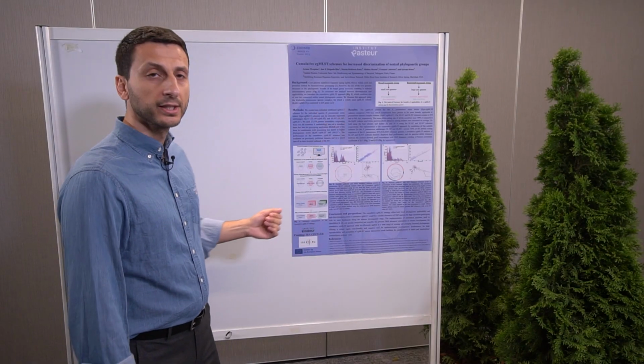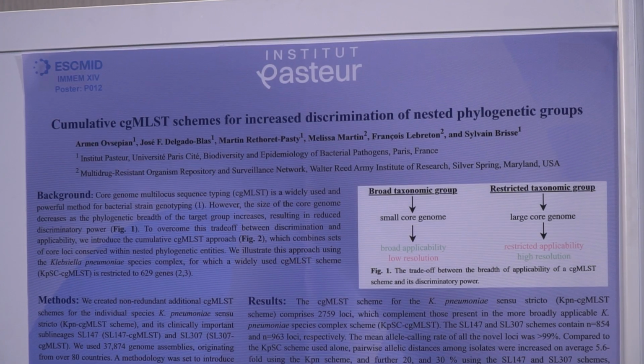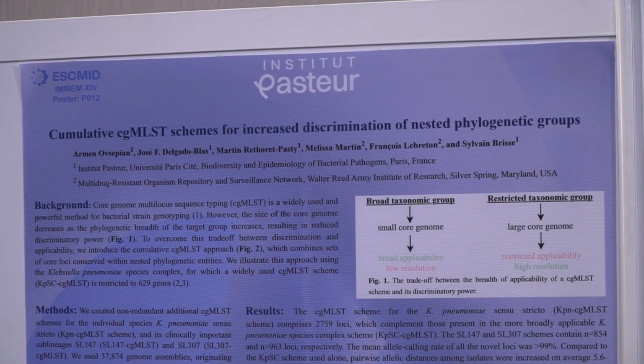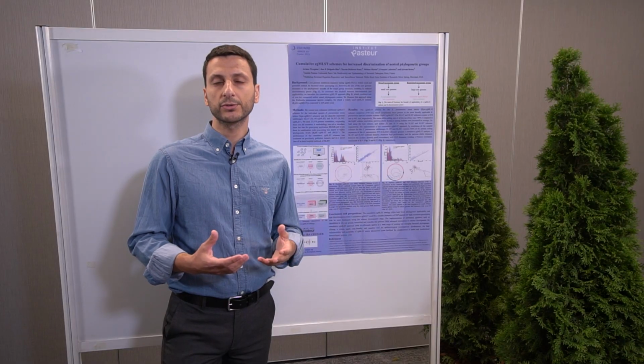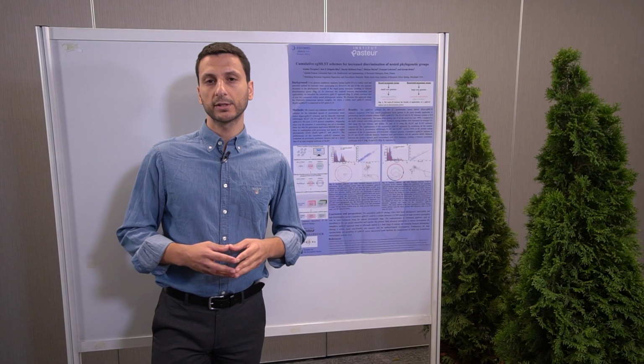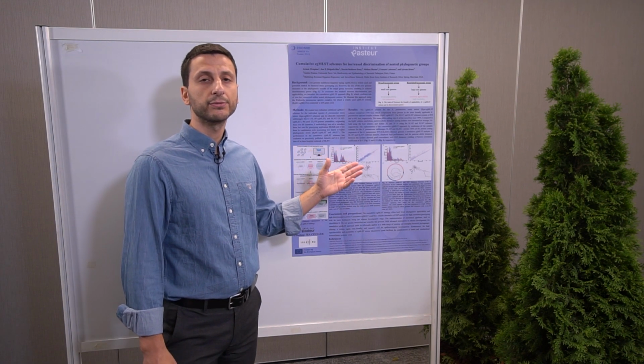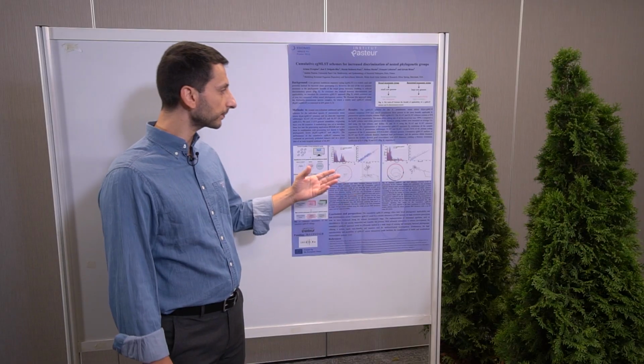So in this study, we have implemented the cumulative cgMLST approach to Klebsiella pneumoniae, for which core genome MLST exists for the species complex, but is restricted to only 629 loci. So in this study, we have developed a core genome MLST for Klebsiella pneumoniae sensu stricto. And this scheme contains an extra 2,759 loci. And in combination with species complex loci, this covers more than 60% of the total protein coding sequences of Klebsiella pneumoniae.